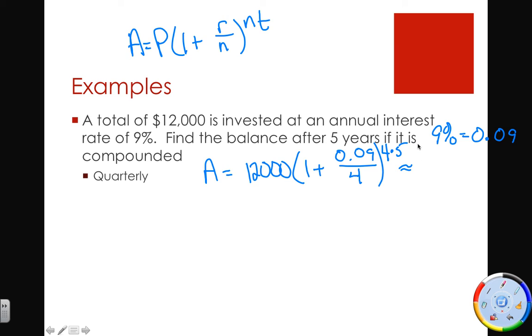And if I plug this into my calculator, which I'm doing right now, I get 12,000 times 1 plus 0.09 divided by 4 to the power of 20. At the end of my time, at the end of 5 years, I now have $18,726.11.